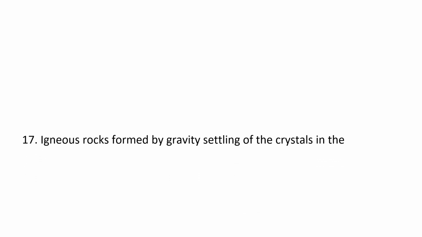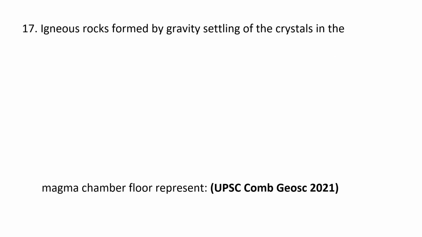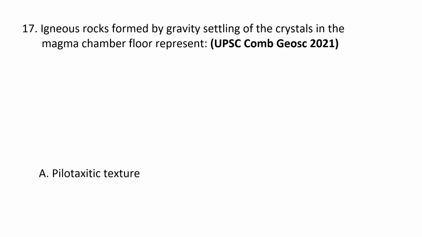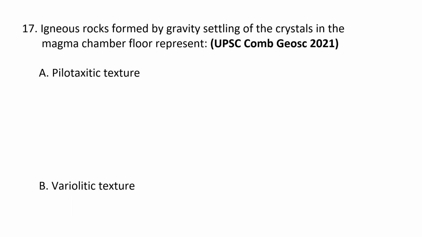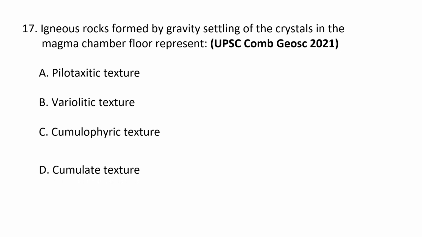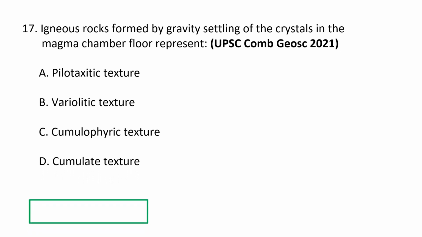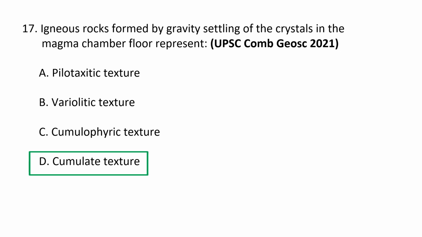Next question. Igneous rocks formed by gravity settling of the crystals in the magma chamber floor represent A. Poikilitic texture, B. Variolitic texture, C. Cumulophyric texture, D. Cumulate texture. So the correct option is cumulate texture. The term cumulate is proposed as a group name for igneous rocks which are formed by crystal accumulation. After accumulation of the crystals, various ways of completing the crystallization process lead to differences in the rock finally produced. So D, cumulate texture, is the correct answer.